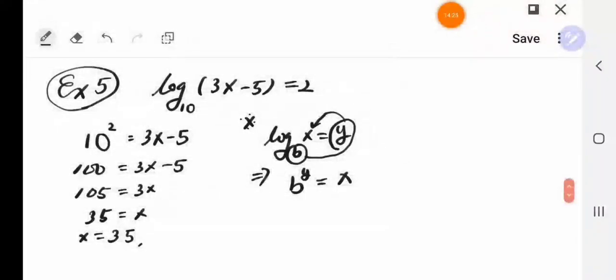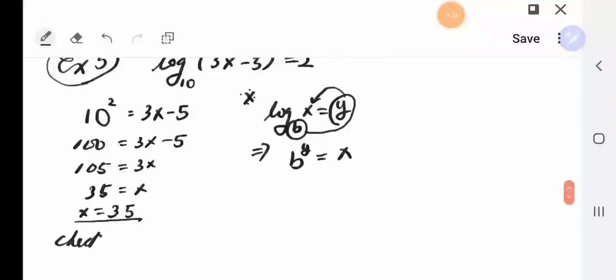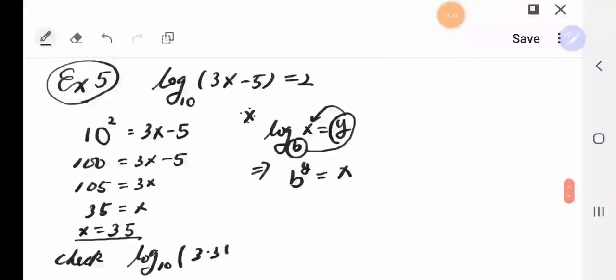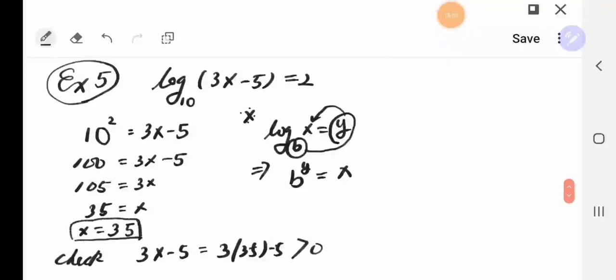When you get the answer, make sure that what is inside the logarithm is greater than 0. So let's check whether this is correct. Check 35 in the logarithm base 10 of 3x minus 5. Then 3 times 35 minus 5 is greater than 0. So 35 is okay. So 35 is the solution for this logarithm equation.